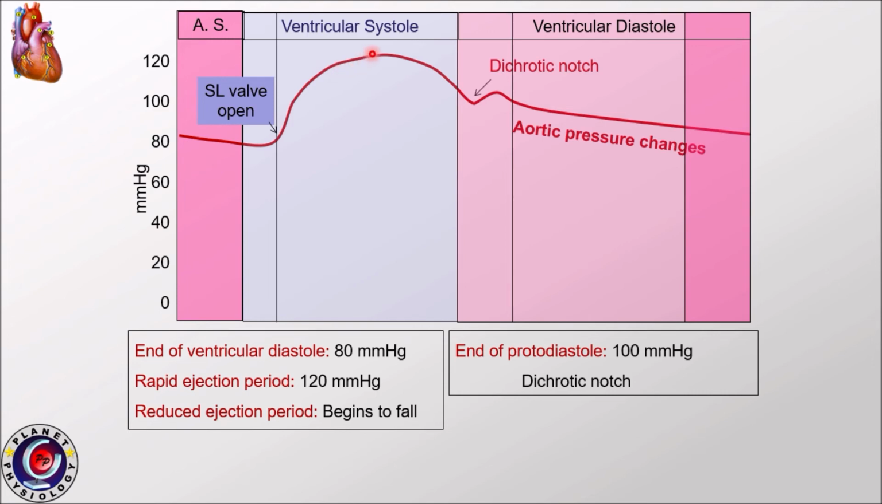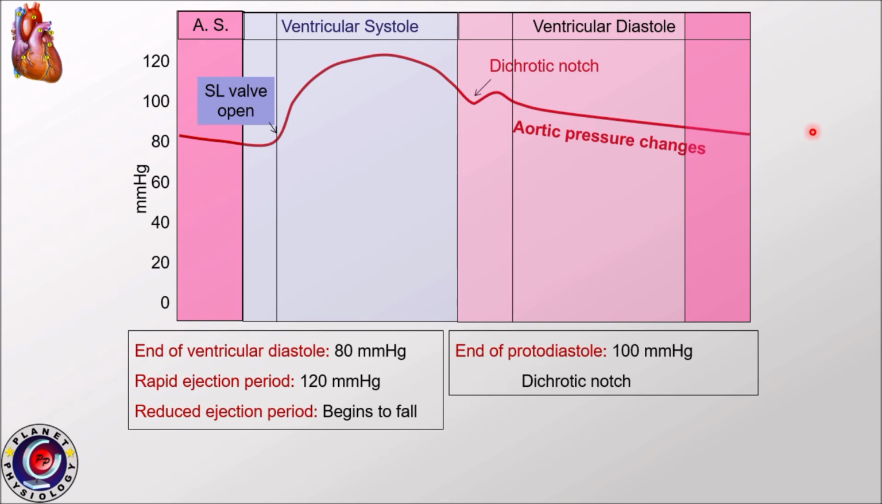It reaches 120 millimeters of mercury, and in the reduced ejection phase, it begins to fall gradually. At the end of protodiastole, it is almost 100 millimeters of mercury. As soon as the semilunar valves close, the blood which was moving in a backward direction from the aorta towards the ventricle again starts moving in a forward direction, and this change in the direction of blood flow causes a little rise in the aortic pressure, and that is represented as the dicrotic notch. And after that, there is a gradual decrease in the aortic pressure to 80 millimeters of mercury.